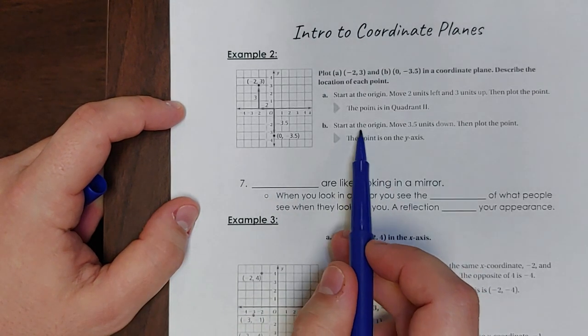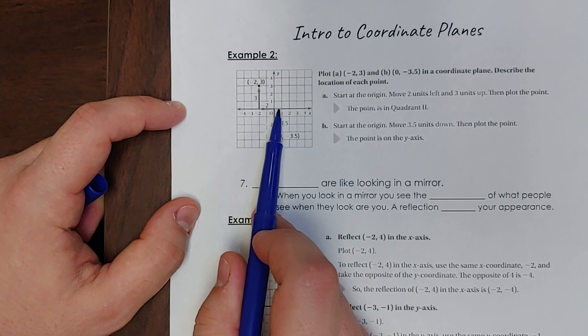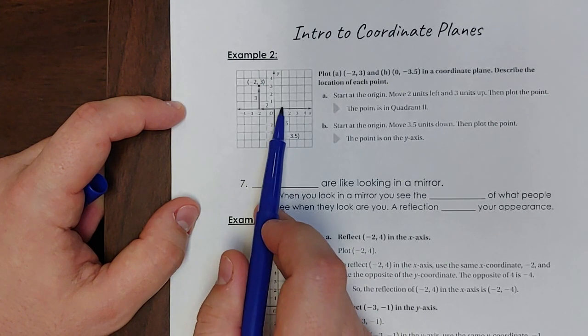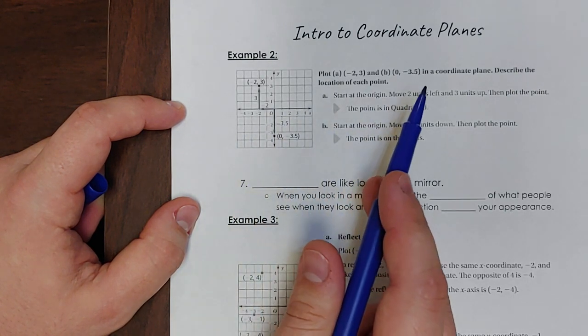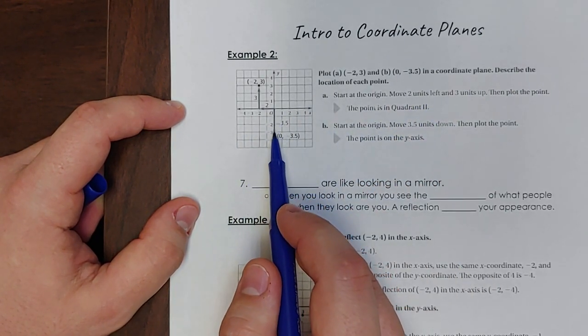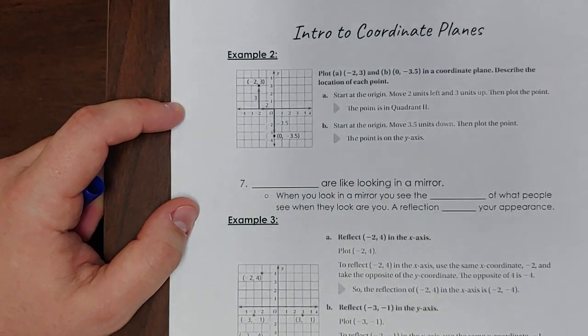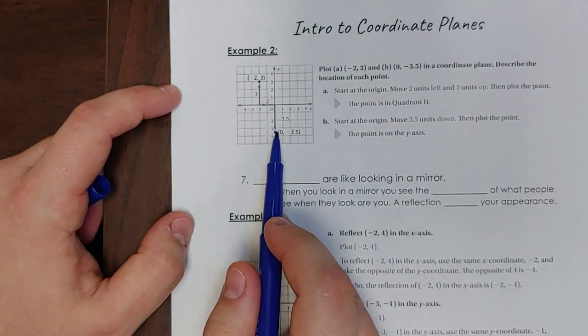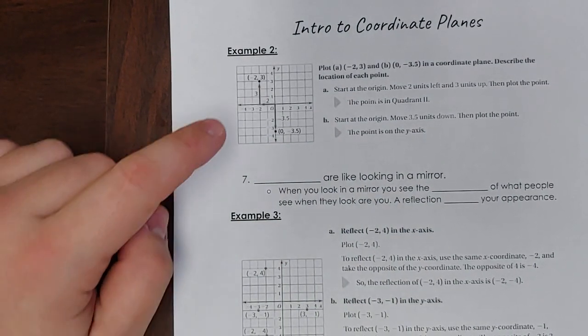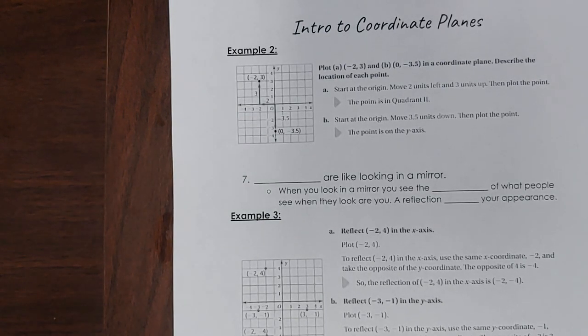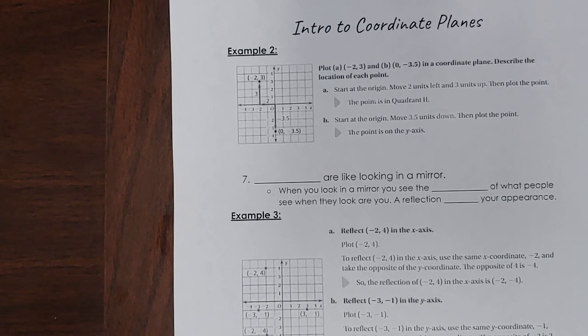For B, you start at the origin and it is 0, so you don't go left or right for X. And then you go down -3.5, so it's down 3 and then another half to make it 3.5. Is this point B in any quadrant at all? It is not in a quadrant. It is on the line.